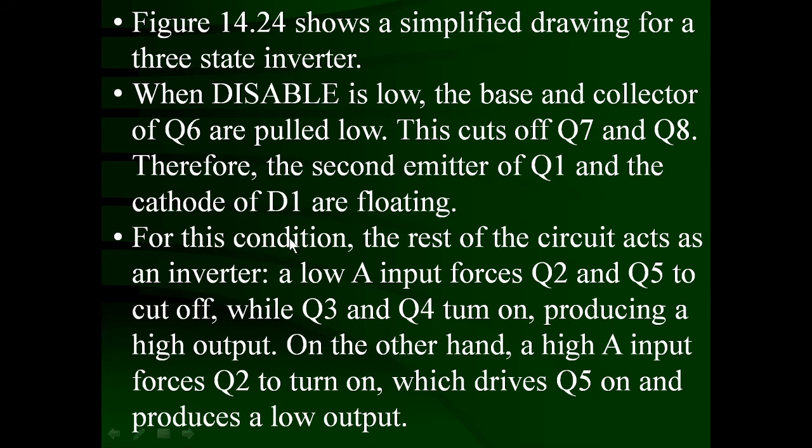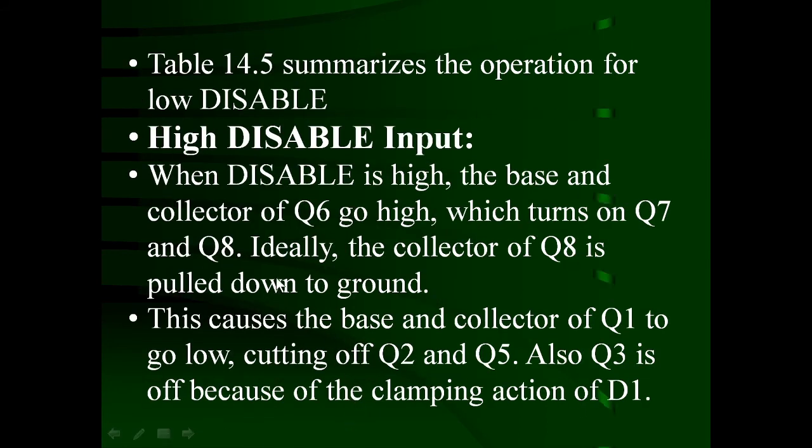For these conditions, the rest of the circuit acts as an inverter. A low A input forces Q2 and Q5 into cutoff, while Q3 and Q4 are turned on, producing a high output. On the other hand, a high A input forces Q2 to turn on, which drives Q5 on and produces a low output. So simply, it works as an inverter. Table 14.5 summarizes the operation of low decibel.